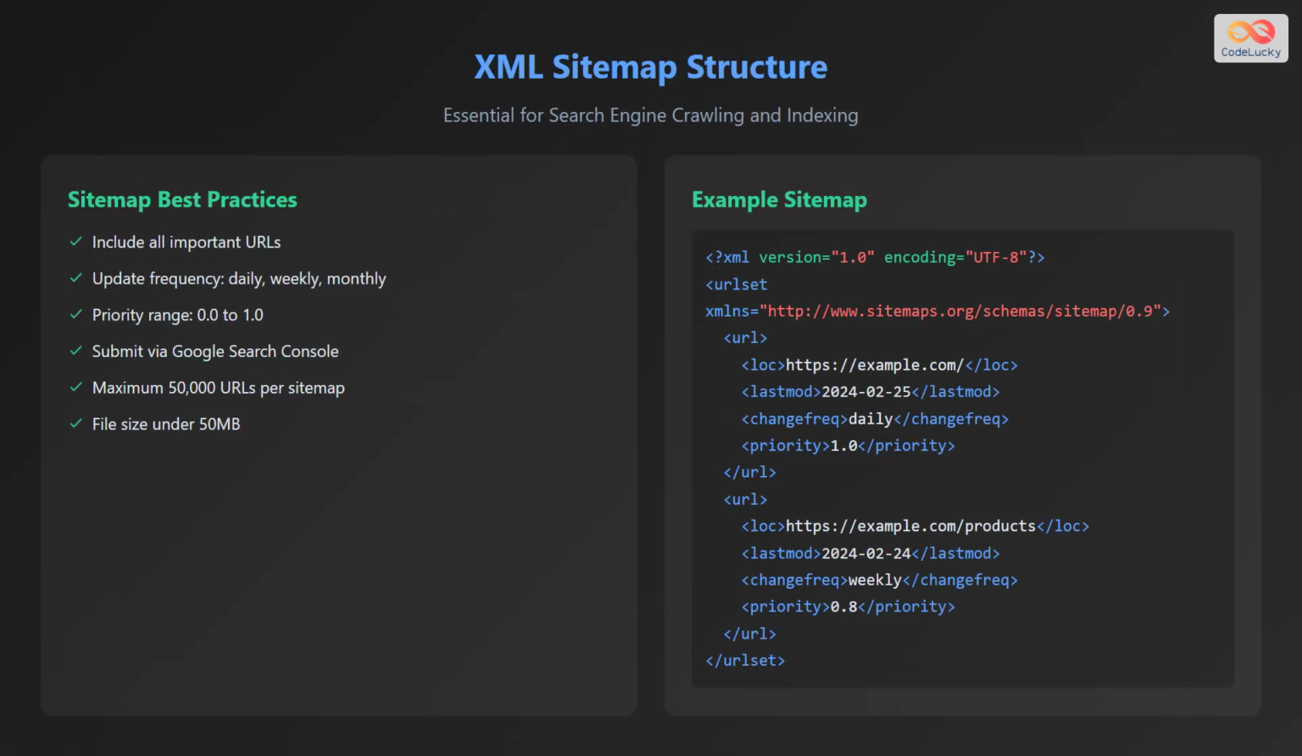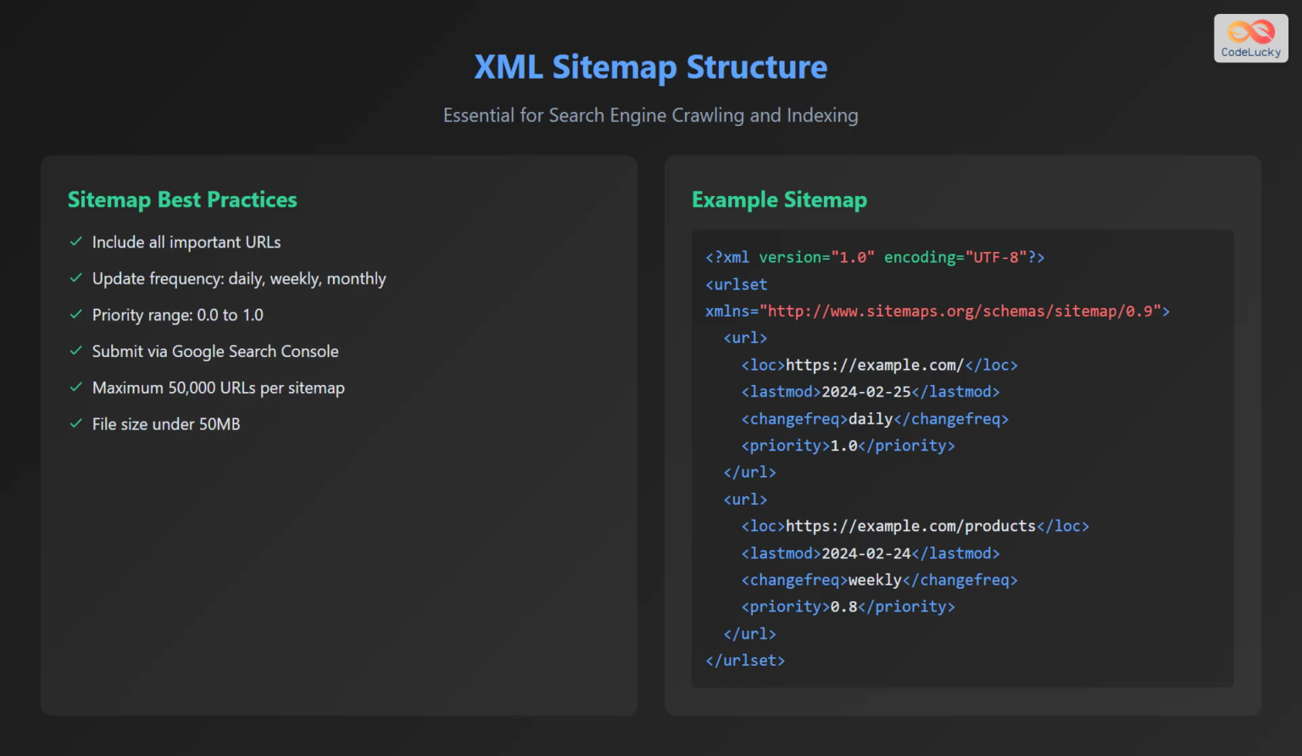Here are some sitemap best practices. This is essential for search engine crawling and indexing. Include all important uniform resource locators, update frequency, it can be daily, weekly, or monthly. Have a priority range from 0.0 to 1.0. Submit via Google Search Console. Have a maximum of 50,000 uniform resource locators per sitemap, and keep the file size under 50 megabytes.